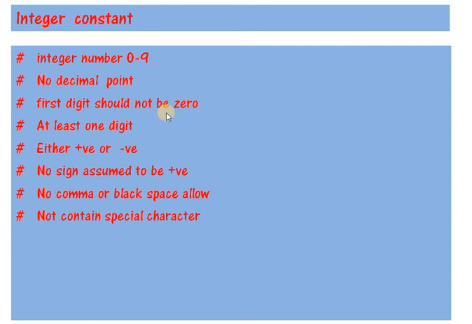There are some rules we follow in our integer constant. First, an integer constant must have at least one digit. It can be either positive or negative. If no sign precedes an integer constant, it is assumed to be positive. No comma or blank space is allowed within an integer constant. It cannot contain any special character. So now let's see different types of integer constant in C programming.